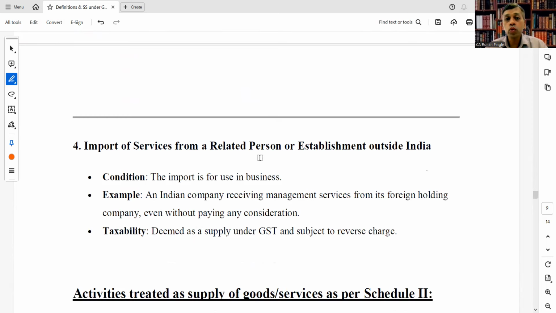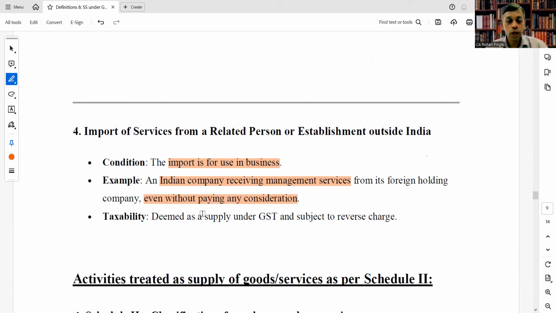Next, import of services from a related person or establishment outside India. Condition: the import is for use in business. That is more important. Otherwise, if it is for personal use, then it will not be covered. For example, an Indian company receiving management services from its foreign holding company, even without paying any consideration, then it will be an import of service between related persons, or an establishment outside India.